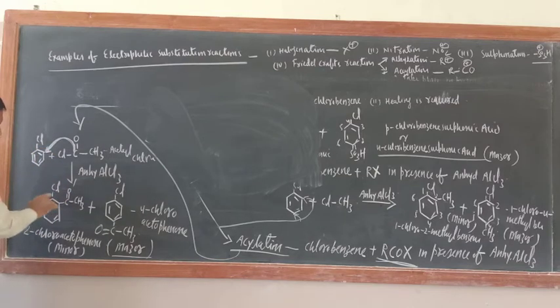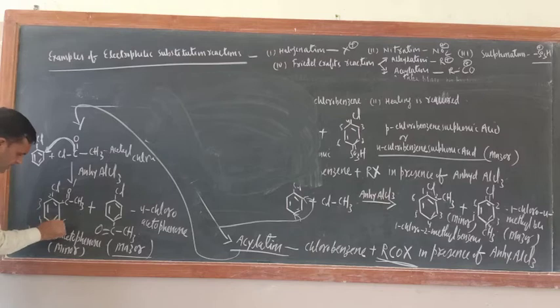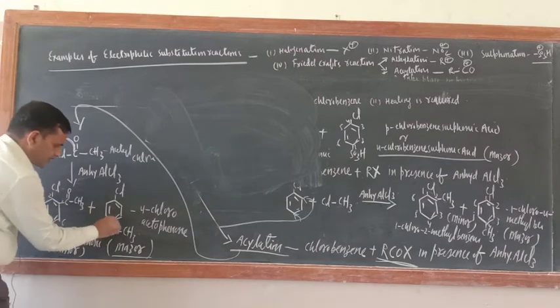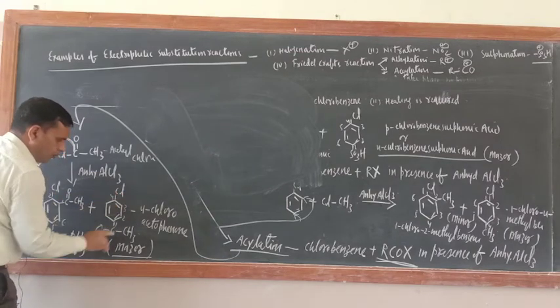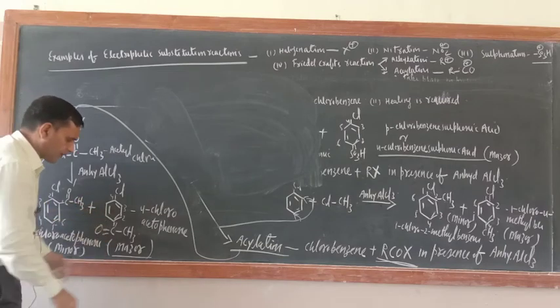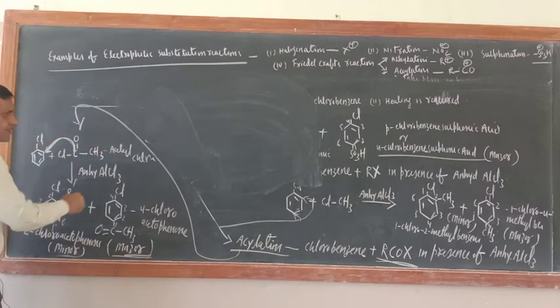So two products. If chlorine is not there, what is the name of this product? Acetophenone, that is the accepted IUPAC name. Here 1 2 3 4 5 6, 2-chloroacetophenone or orthochloroacetophenone. What about this one? This is 1 2 3 4, 4-chloroacetophenone or parachloroacetophenone. This is major, this is minor.